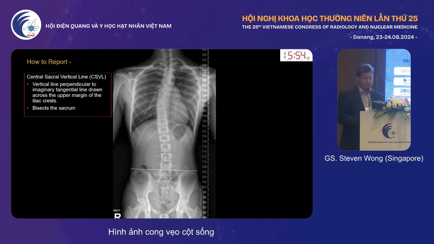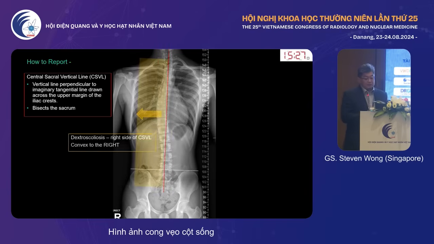So how do we report? First, you locate the central sacral vertical line, CSVL. I just call it a central line. This is a line perpendicular to the upper margin of the iliac crest, and it bisects the sacrum, right, this way. It must be 90 degrees, and then you determine where the curve is.